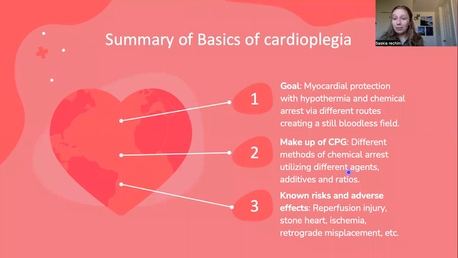So just to review, your general goals were myocardial protection with hypothermia and chemical arrest, and that can be delivered via different types of solutions and different routes, creating your ideal protected bloodless field. And your makeup of cardioplegia is really trying to be optimized using different methods of chemical arrest, different agents, different additives, and different ratios, all of which have different advantages to protecting the heart. And there are some risks and adverse effects that are unavoidable or slightly avoidable with cardioplegia and reperfusion, like reperfusion injury, ischemic events, stone heart, retrograde placements, etc. All of which overall the good does outweigh the bad. So that's why we obviously still use cardioplegia.